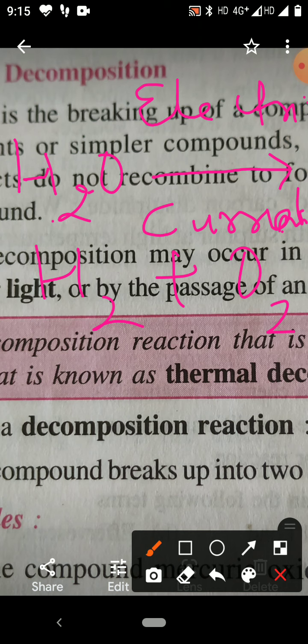So children, you have to study the different types of decomposition reaction. First is thermal decomposition reaction. Second is catalytic decomposition reaction. Third is electrolytic decomposition reaction. And fourth is photochemical decomposition reaction.